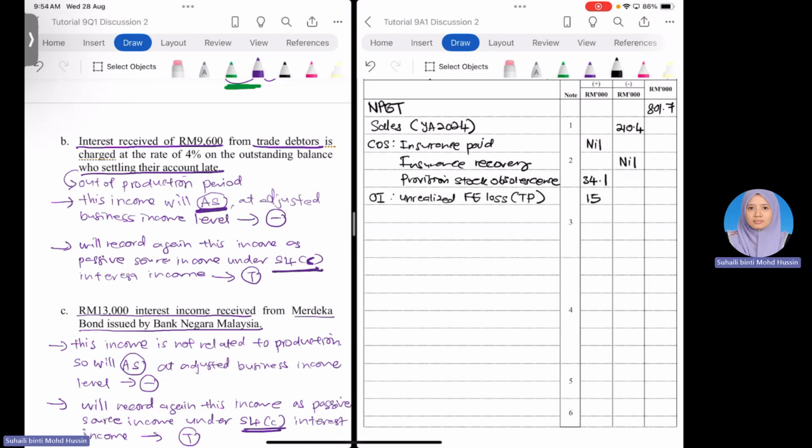Because this income is not part of the production income, we have to minus out the amount, 9,600 ringgit. In the SOCI, you already added it, because it is income. But in the adjusted business income level, in the tax computation, this is not related to the production. So at this level, we will minus out the amount, and it will be recorded again under section 4 subsection C as interest income. Now you are calculating section 4A, so if not related to the production, we have to minus out the amount and later record it again under section 4 subsection C.